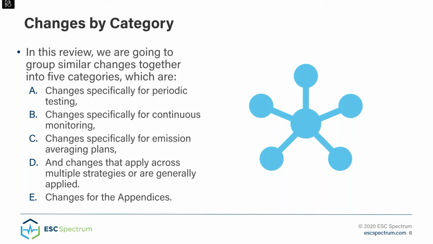So there are changes that are specifically for periodic testing. There's other changes that are related to the continuous monitoring. There's also changes for the emission averaging plans that people are using. And there are changes that apply across multiple strategies, or I also say they are generally applied. And then we're going to talk about the changes to the appendices.